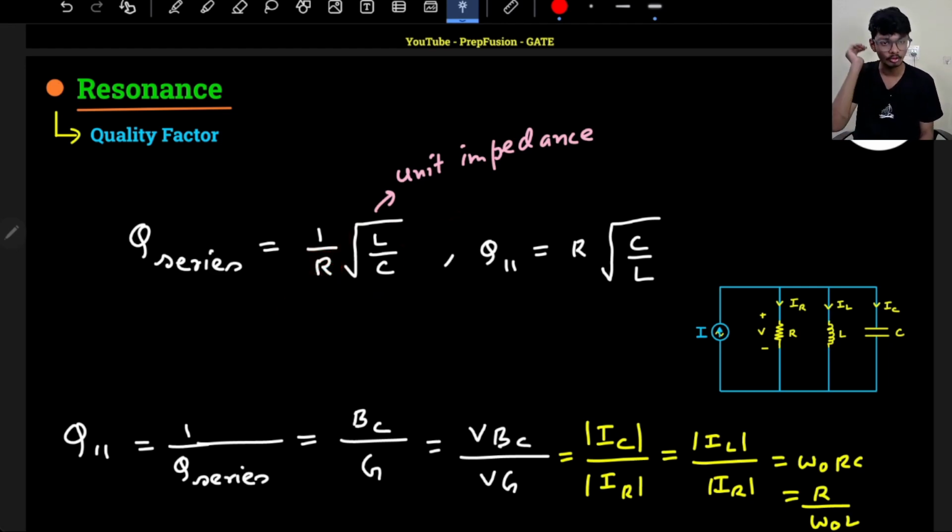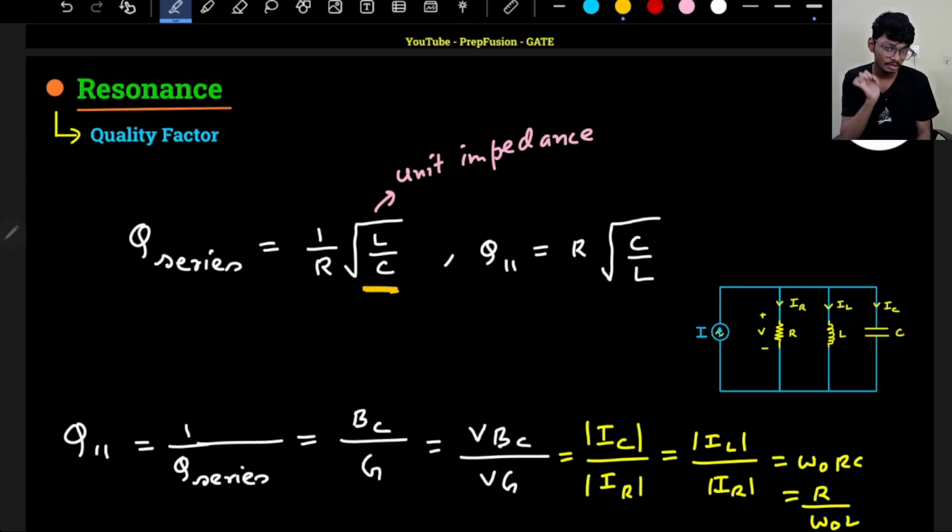For the quality factor of a series circuit, it has the term under root L by C. Now, do I need to divide by R or multiply by R? Just check with the unit. Because it is under root L by C, currently the unit is ohm, so I have to divide by R so that the quantity becomes unitless. Ohm cancels ohm.